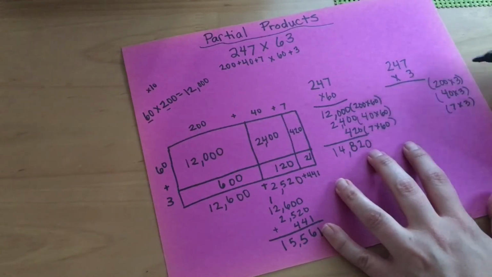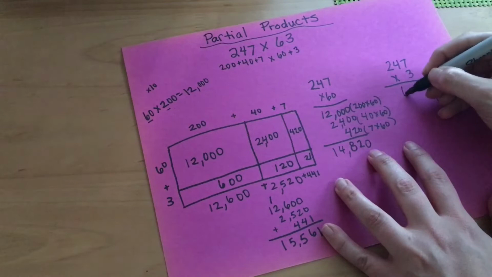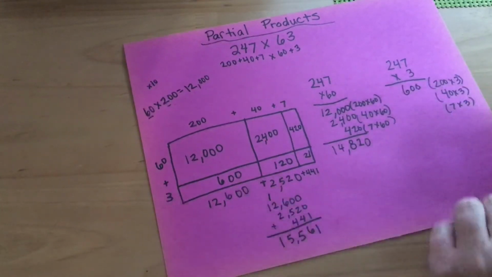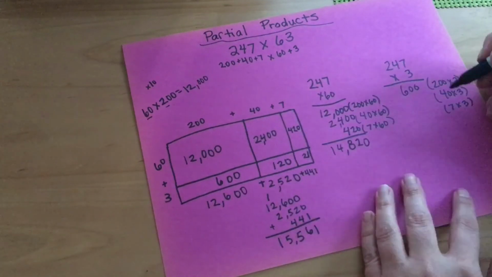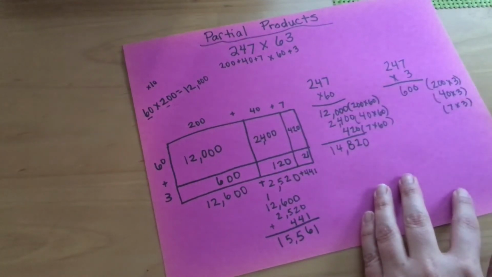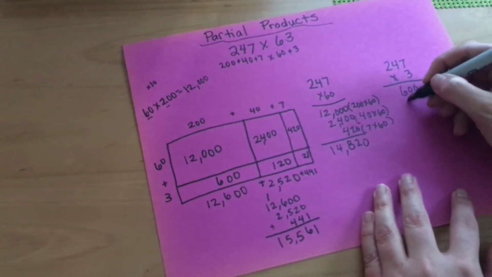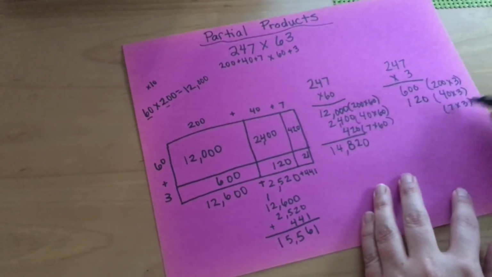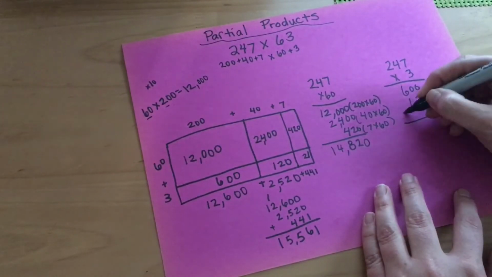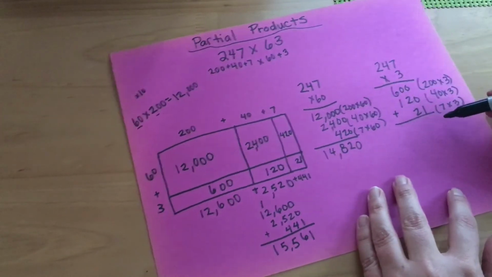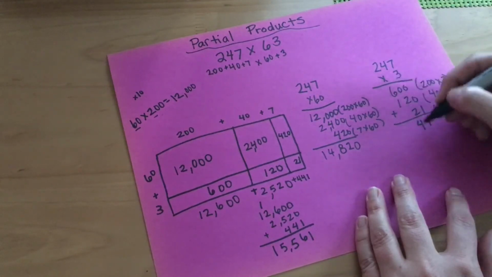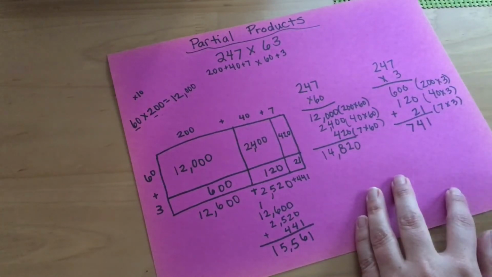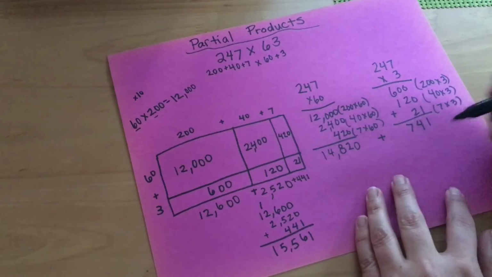So the first one is 2 times 3 is 6. So this would be 600. Notice that we have that over here too. 40 times 3, we've already done that too. 4 times 3 is 12, but it's really 40, so it would be 120. And 7 times 3 is 21. So we'll add all those together. Those are our partial products that we're going to add together. 1, 4 tens, 7 ones. Now we're just going to add those two together.